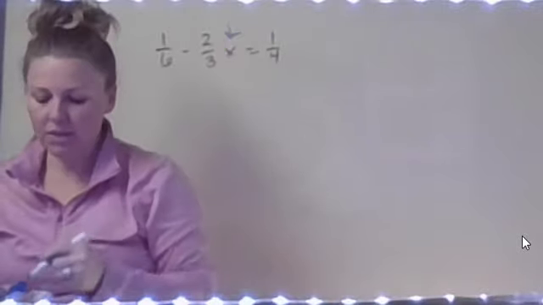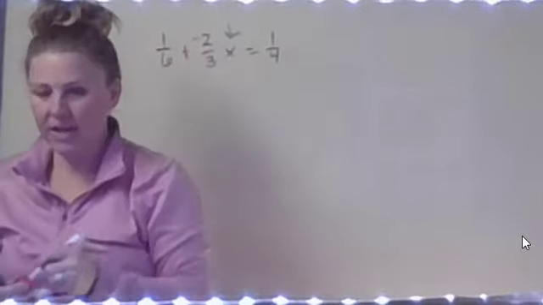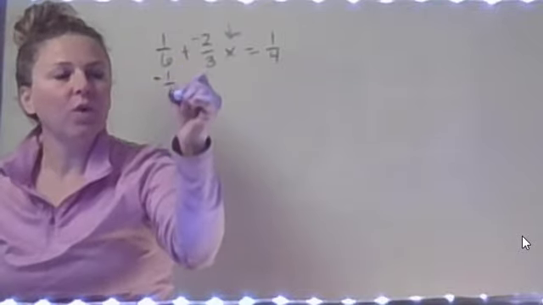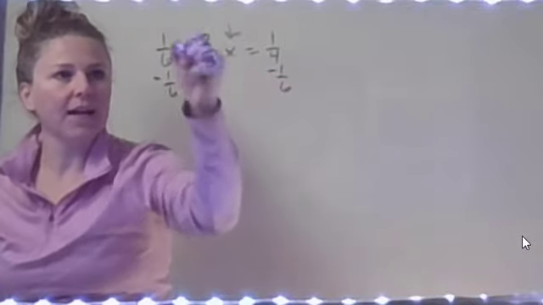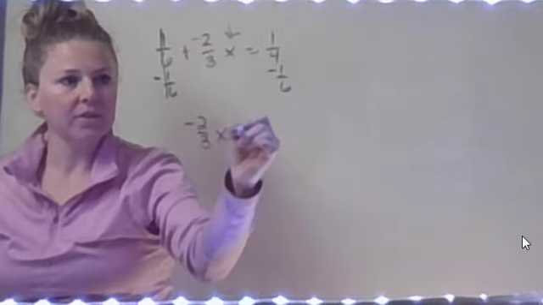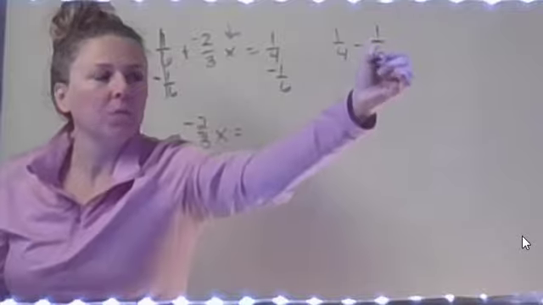Again, I would pay special attention to that minus. Don't be losing it. So I'm going to do the slash and dash. You don't have to do that. Totally optional. We're going to subtract 1/6 from both sides. So over here on the left, we have our negative 2/3 x. Now over here on the right, we have 1/4 minus 1/6.